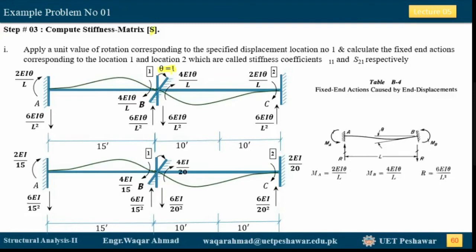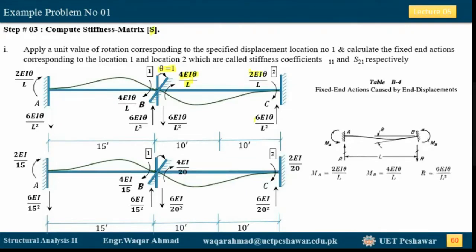Now, due to this clockwise rotation of unity, what are the induced moments in our structure? These are our induced moments: 4EIθ/L at the near end, 2EIθ/L at the far end. Similarly here, 4EIθ/L at the near end, 2EIθ/L at the far end. Now to balance these induced moments, these are our reactions. We did explain this in detail in the last problem, so I don't think I need to go into detail here, because you already know all this.